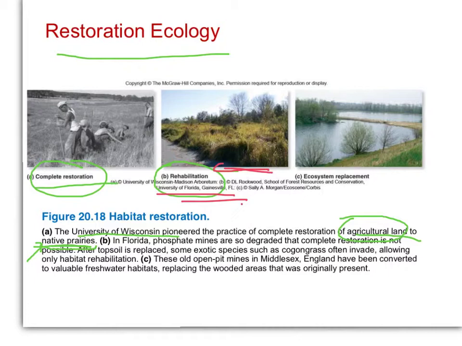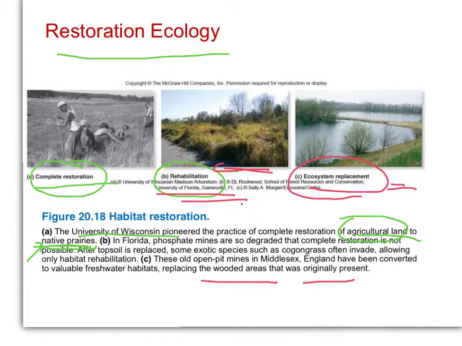And finally, open pit mines in England have been replaced entirely by a different kind of ecosystem. So it may be that this was originally a wooded area, a big forest that was then just completely destroyed, bulldozed, dug out in order to mine for certain minerals there. And so these became these open pits. And so trying to restore that back to woodland was probably just completely unfeasible.